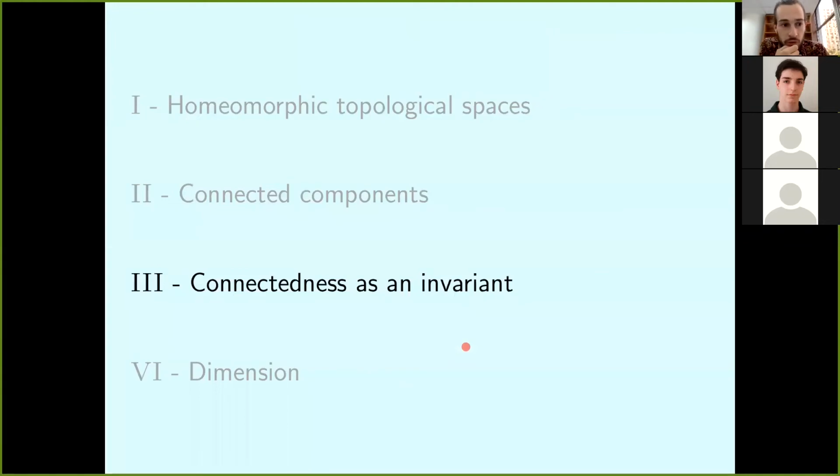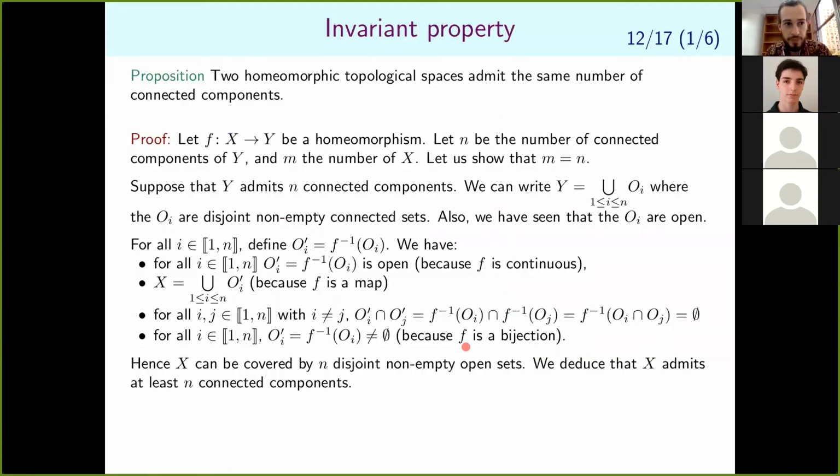Let's go to the third part. I want to show you now what it means for connectedness to be an invariant. This is the most important proposition. If I have two homeomorphic topological spaces, then they must admit the same number of connected components.